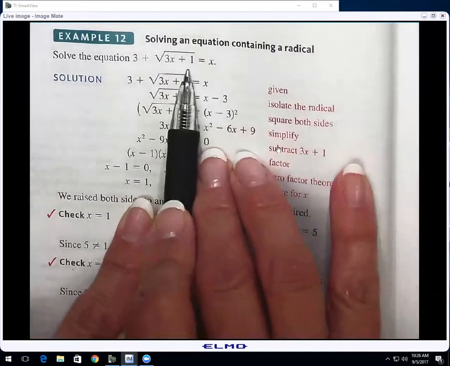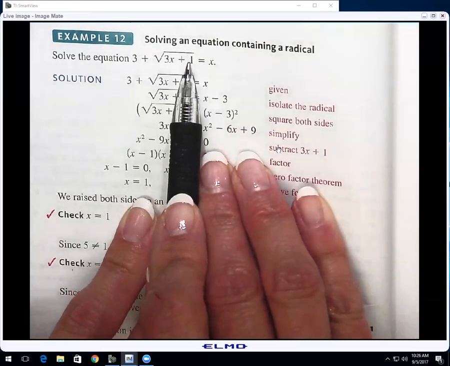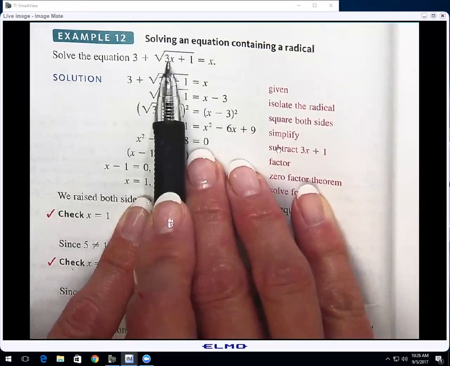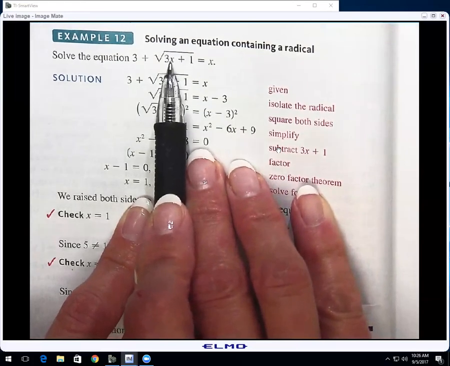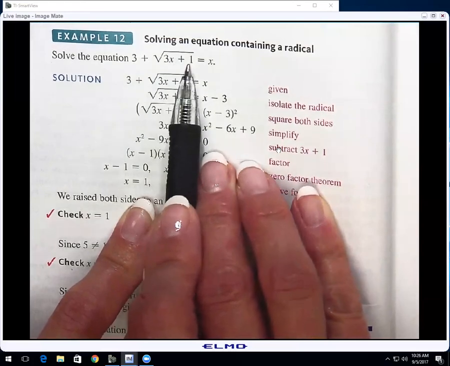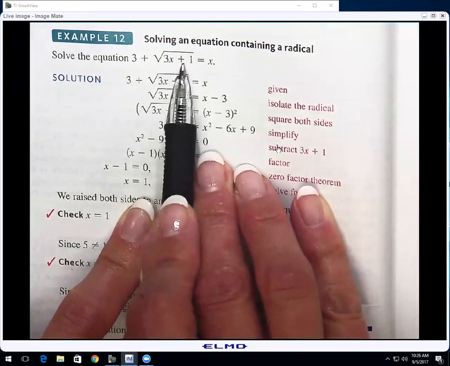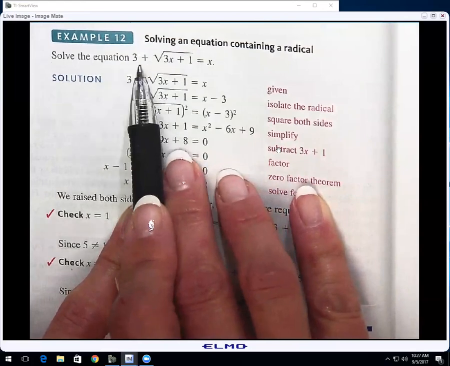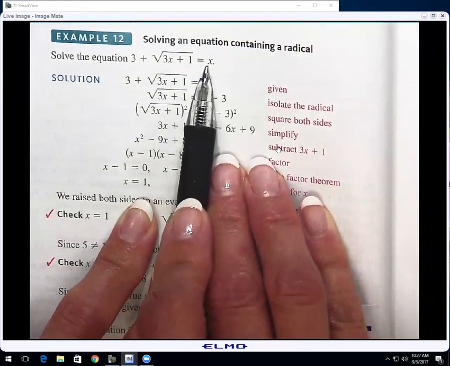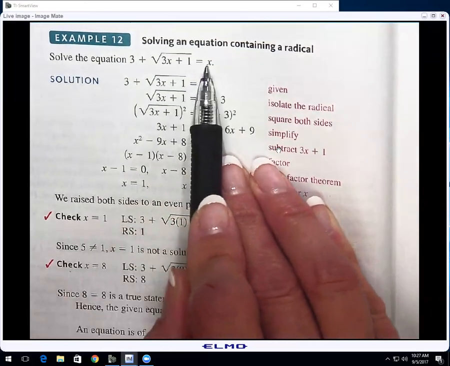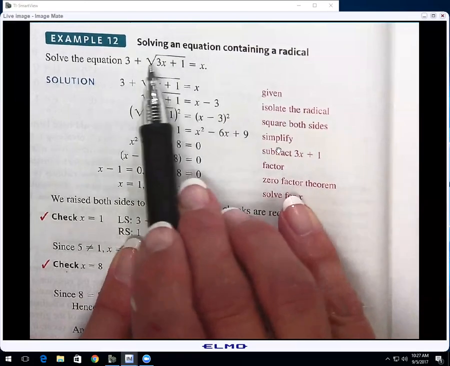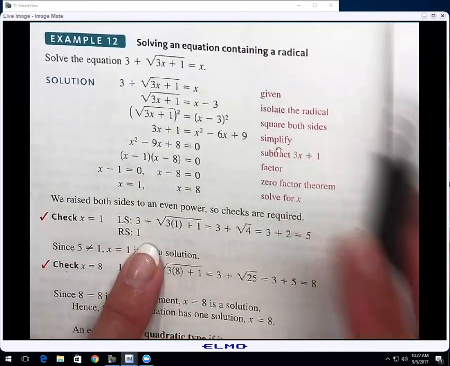If I put 1 back into this equation, I can check that in my head. 3 times 1 is 1. No, 3 times 1 is not 1. Let me try again. 3 times 1 is 3. 3 plus 1 is 4. Square root of 4 is 2. 3 plus 2 is not 1. That 1 didn't check because I did something wrong. What did I do wrong? Nothing. It doesn't check.